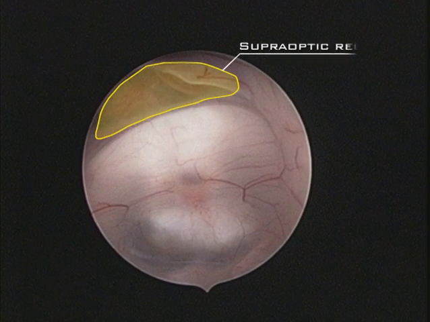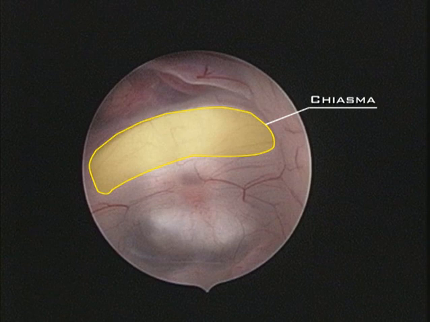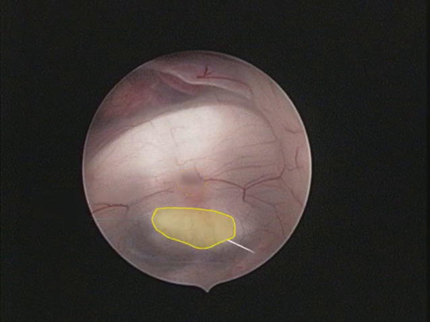Above the optic chiasm, the supraoptic recess is observed, and on passing it, the anterior communicating artery complex can be seen pulsating. Posteriorly to the chiasm, the infundibular recess is easily identified. Posteriorly to the infundibular recess, the dorsum sellae is visible.